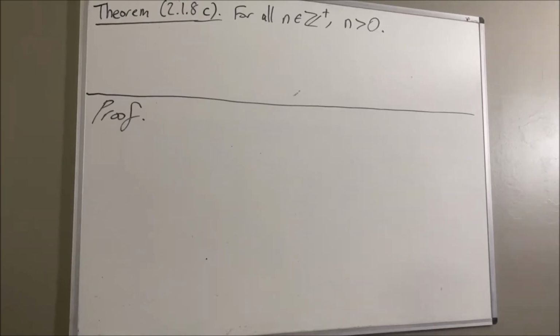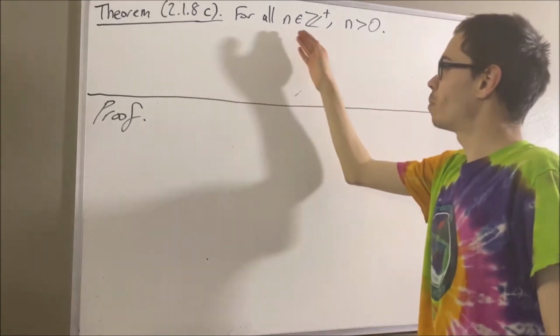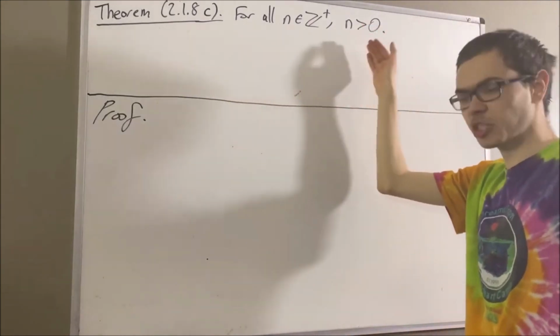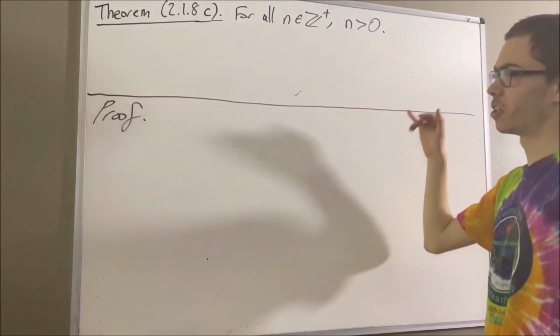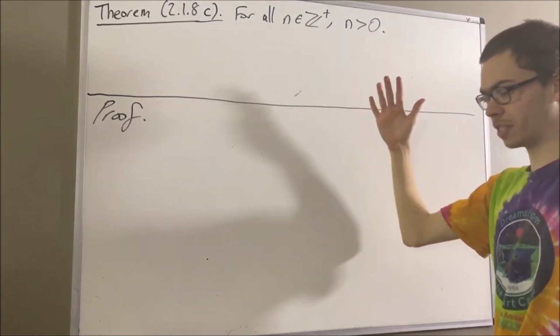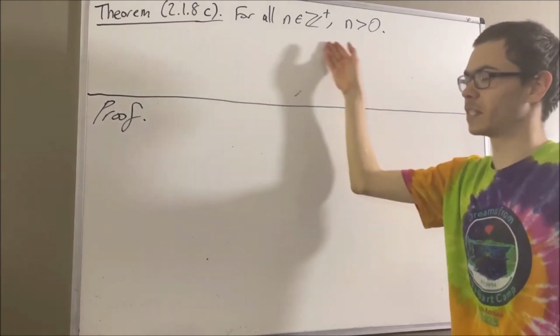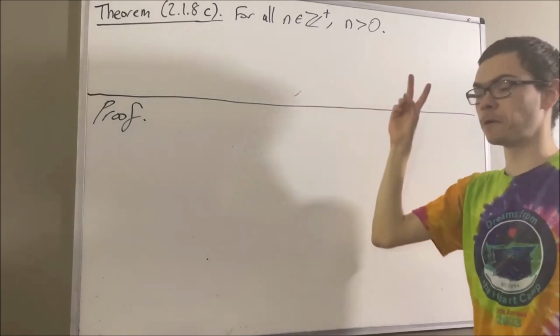Hello! In this video, we are going to prove the following theorem. For all positive integers n, n is greater than 0. Now, the book I'm referencing is Intro to Real Analysis, 4th edition by Bartle and Sherbert. And in proving this theorem, we're going to rely on two facts.